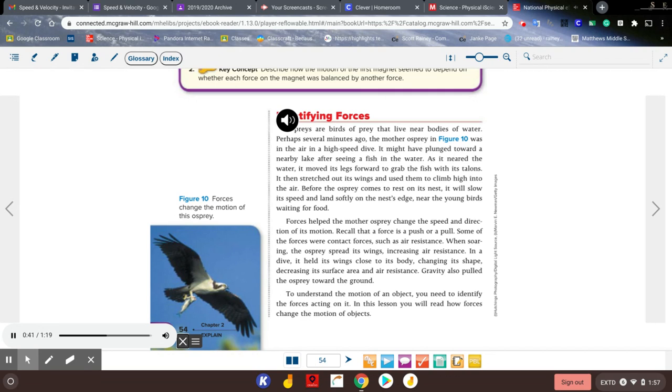Forces helped the mother osprey change the speed and direction of its motion. Recall that a force is a push or a pull. Some of the forces were contact forces, such as air resistance. When soaring, the osprey spread its wings, increasing air resistance. In a dive, it held its wings close to its body, changing its shape, decreasing its surface area and air resistance. Gravity also pulled the osprey toward the ground. To understand the motion of an object, you need to identify the forces acting on it. In this lesson, you will read how forces change the motion of objects.